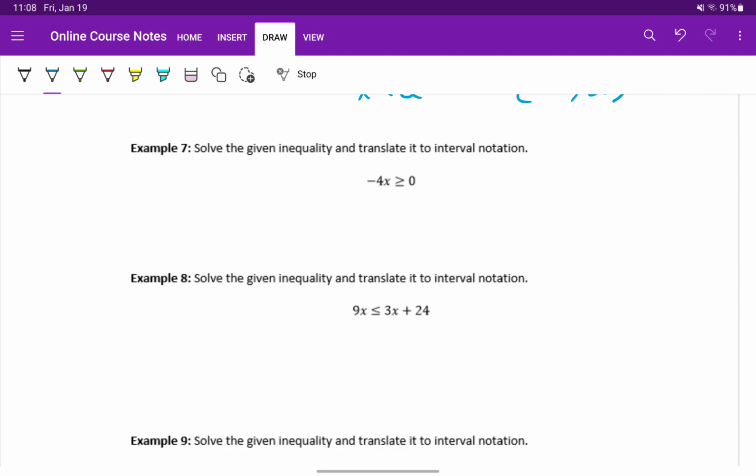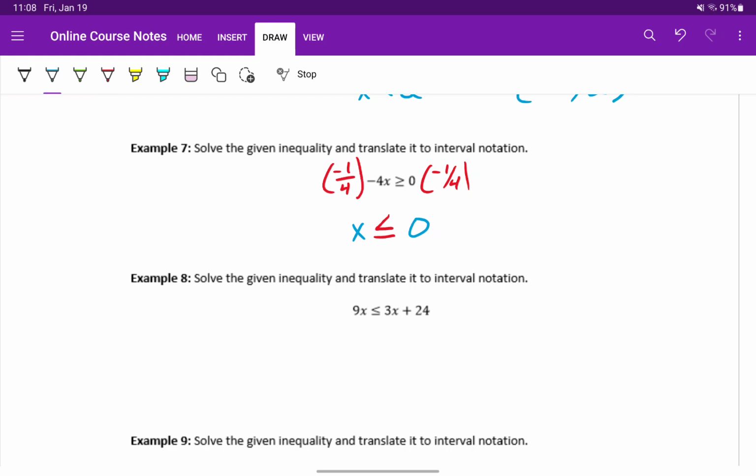In example 7, we introduce a new rule that applies when we're solving inequalities that didn't apply when we were solving equations. We start off similarly here. We'll multiply both sides by the reciprocal of that coefficient, meaning we'll multiply both sides by -1/4, which will give us x and 0. But since we multiplied or divided both sides by a negative, the other thing that we have to do is flip the direction of that inequality symbol. Instead of greater than or equal to, now we have less than or equal to.